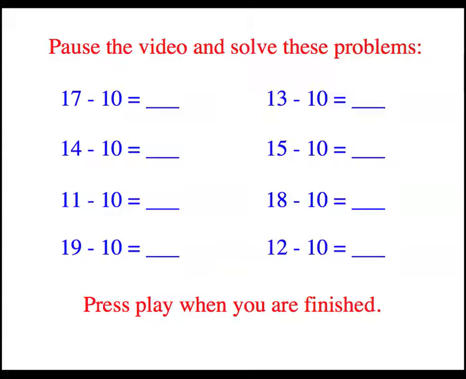Now it's your turn to give it a try. All you have to do is look at your problem. The first one says 17 minus 10, and you know, since you're taking away a 10, a group of 10 here, all you have to do is change your number so that it does not have a 1 in the tens place. All you'll have left is the number that's left in the ones place. Go ahead and pause the video, solve the rest of these problems, and when you're all done, press play and we'll check our answers.